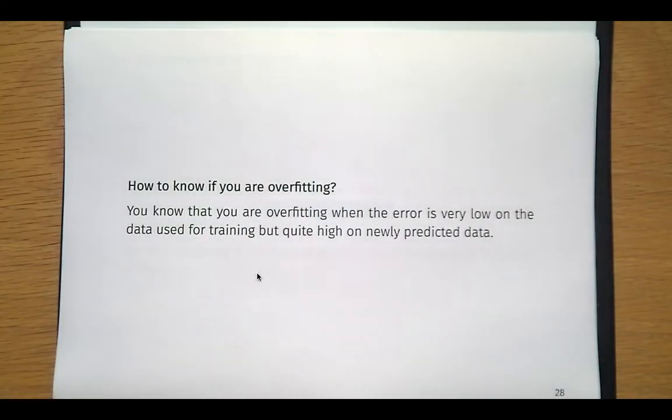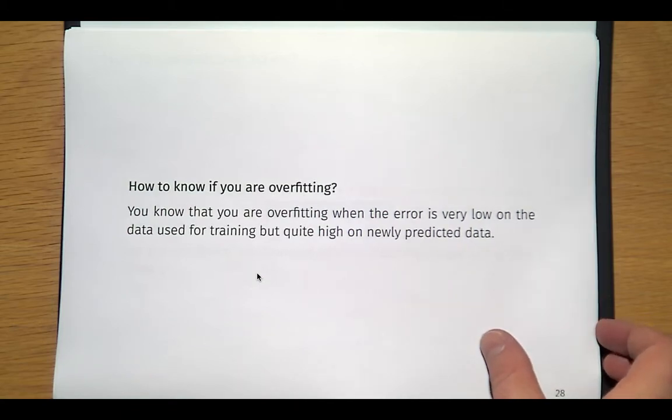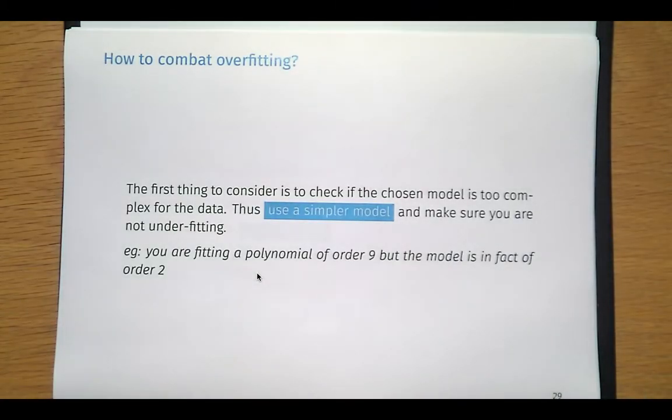So how do you combat, how do you fight overfitting? Well, the first thing you can do is say, my model is too rich, so I'm just going to simplify it a bit. If I reduce the degree of my polynomial, then at some point I'm going to be correct. That's the idea here in our example. We had a polynomial of order 9, but the underlying model was of order 2.